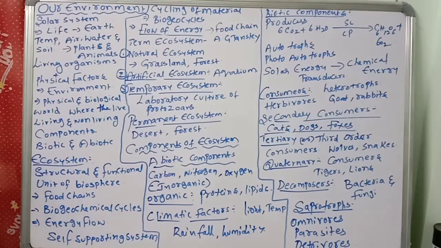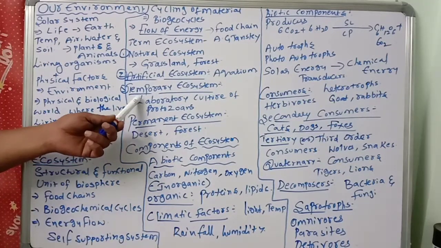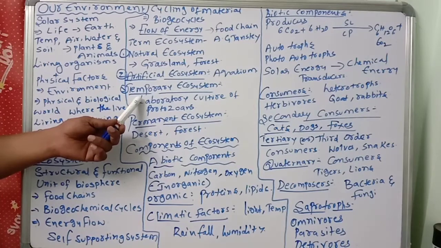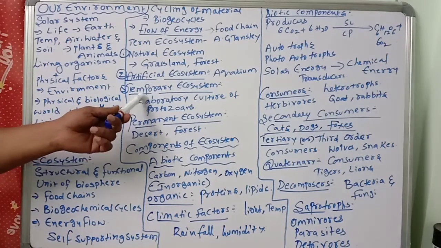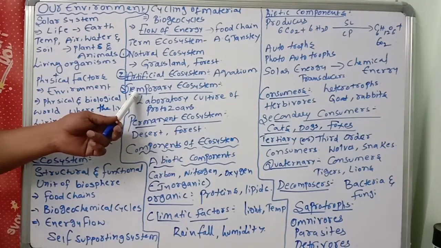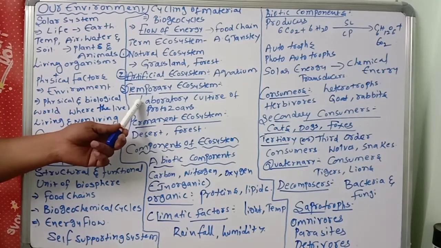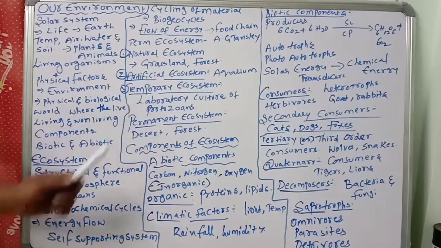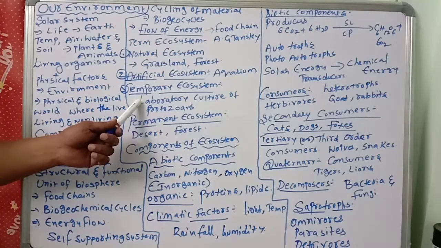The next one is on the basis of duration: temporary ecosystems and permanent ecosystems. Based on duration, there is long-term duration and short-term duration. For example, temporary ecosystems are short-lived ecosystems which may be natural or man-made.